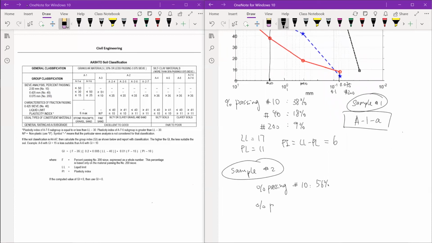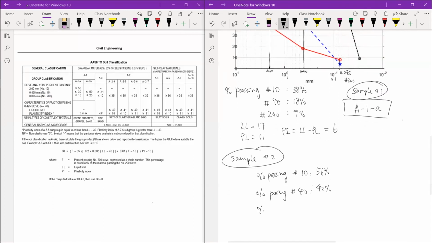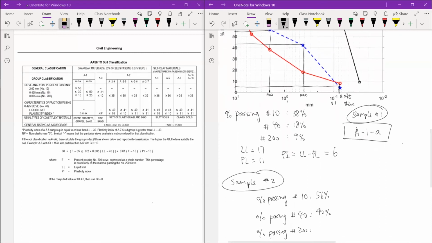And percent passing number 40. Number 40 again is here, and we get about 42%. Percent passing number 200, we get here, it's just about 4%.